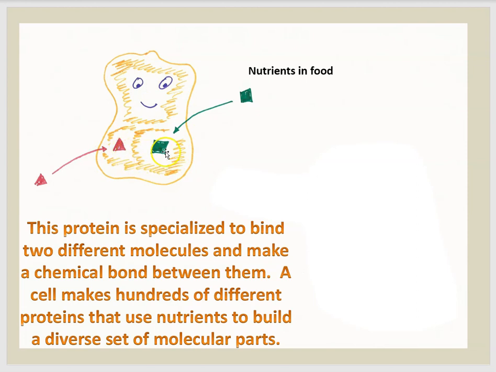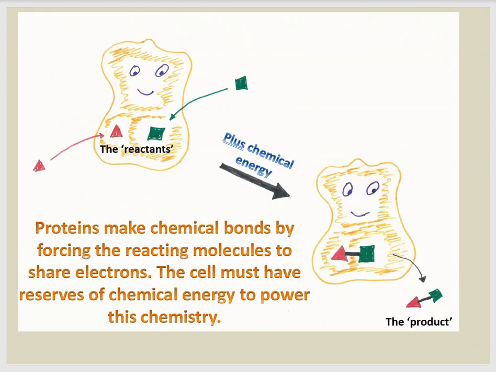Now, where did these red and green molecules come from? They might have been some basic nutrients in the food that the cell acquired. And a cell makes hundreds of different kinds of proteins that use nutrients to build a diverse set of molecular parts. So just as this protein is specialized to link these two molecules, there are dozens of other proteins that act on other nutrient molecules to make more complex molecules. So cells make a diverse array of proteins that perform a diverse array of chemical reactions.